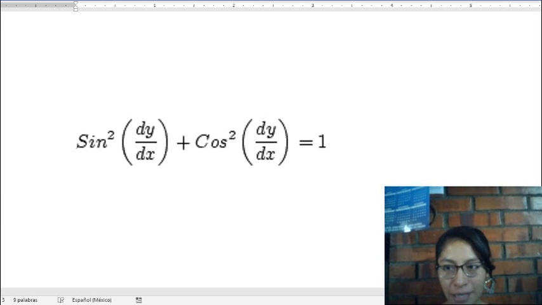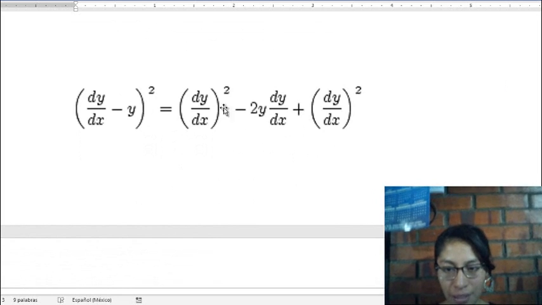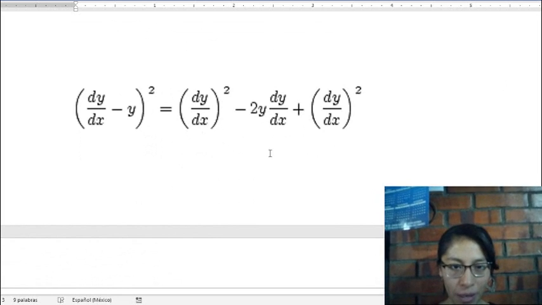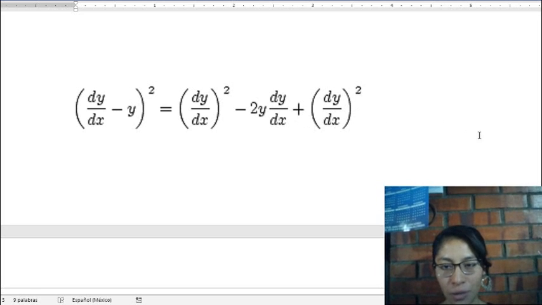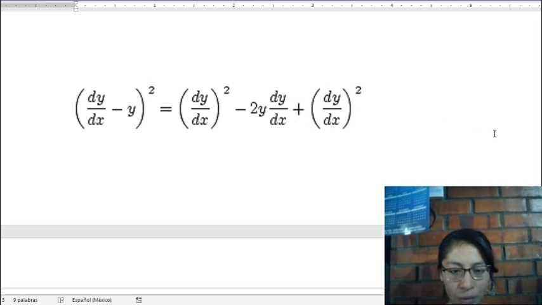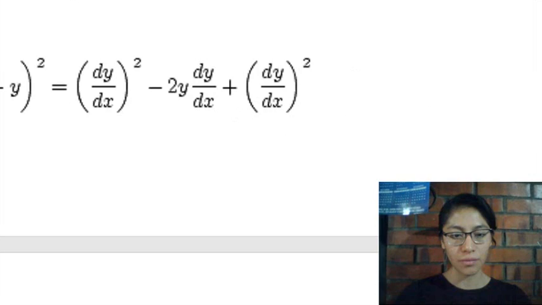Another example is: (dy/dx minus y) squared is equal to (dy/dx) squared minus 2 times y times dy/dx plus y squared. It's clear that what is behind this equation is the remarkable formula (a plus b) squared is equal to the first squared plus double the first by the second plus the second squared.